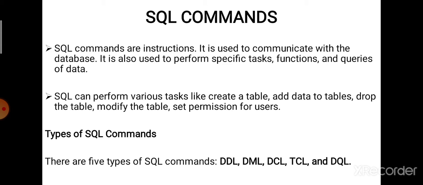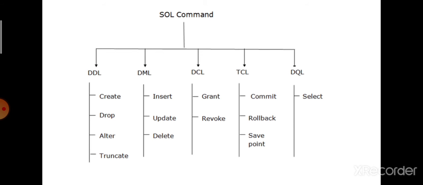Each type has some number of commands. We shall see that in this diagram. DDL has the commands create, drop, alter, and truncate. DML has insert, update, and delete commands. DCL has grant and revoke commands. TCL has commit, rollback, and savepoint commands. DQL has only one command, that is select. So these are the commands that come under the types of SQL commands. Let us see them one by one.